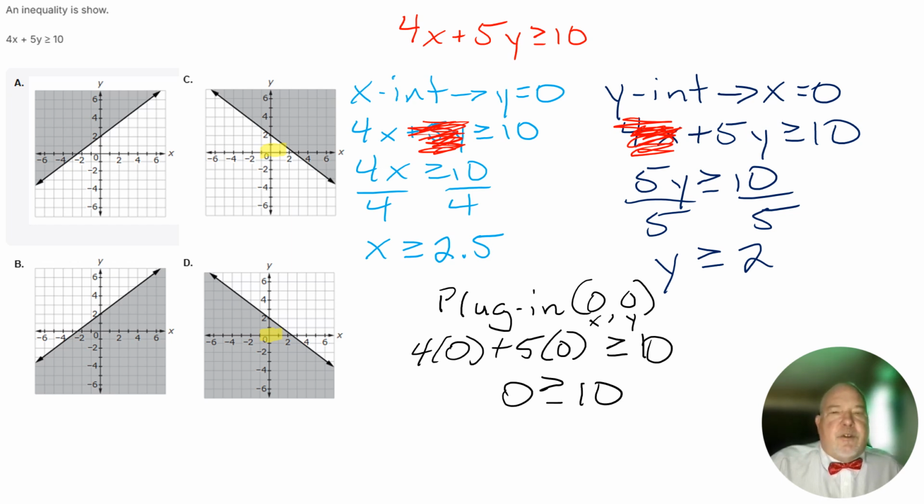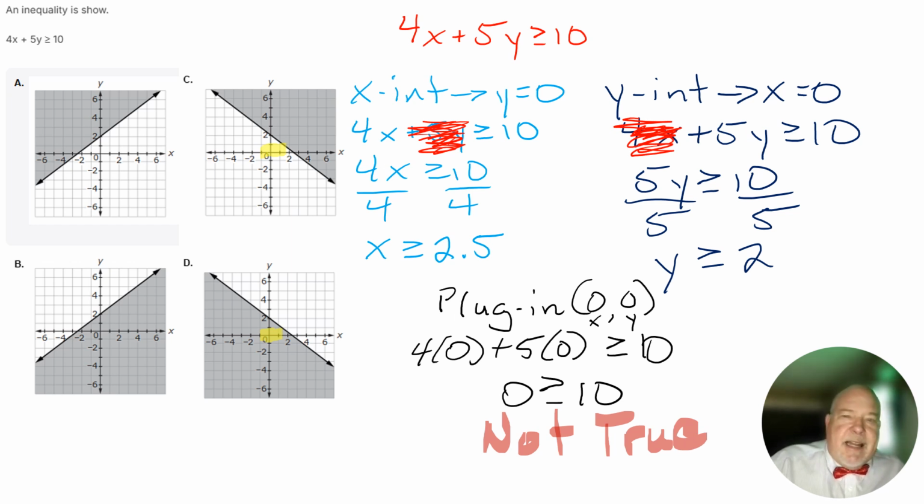So how do we tell if it's true? Well, look at this statement. Is 0 greater than or equal to 10? No. So this is not true. That means 0, 0 is not a solution. And so the answer would be C. Since 0, 0 is not a solution, you shade the other side of the line, and that would be your answer. So keep up the good work, and pretty soon you will master the math.